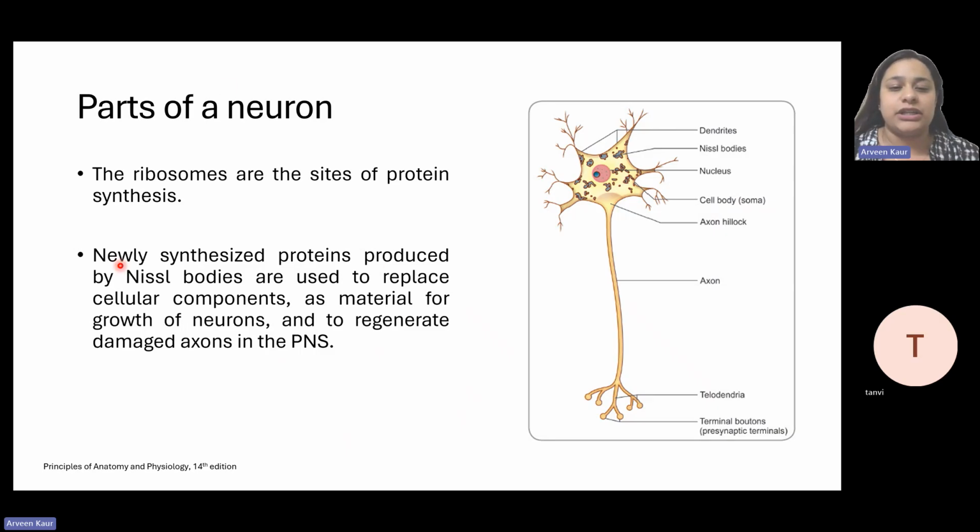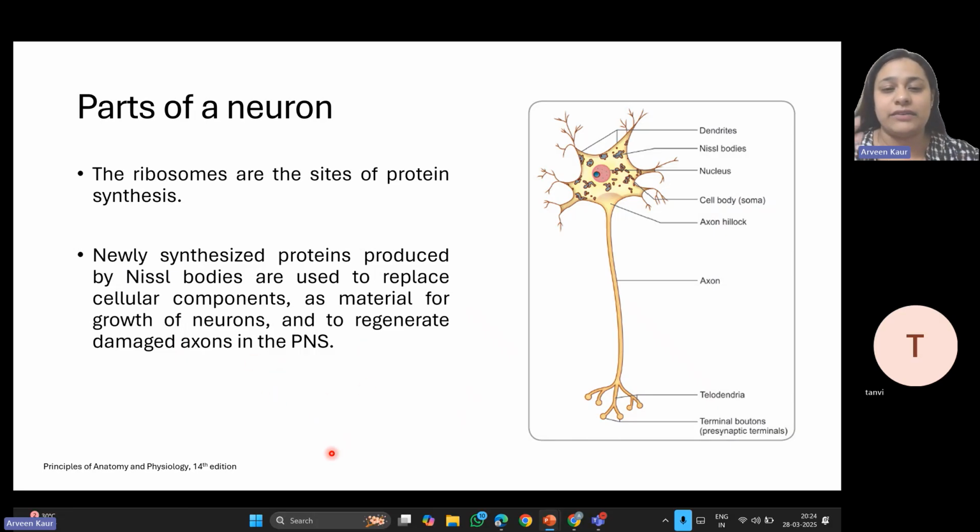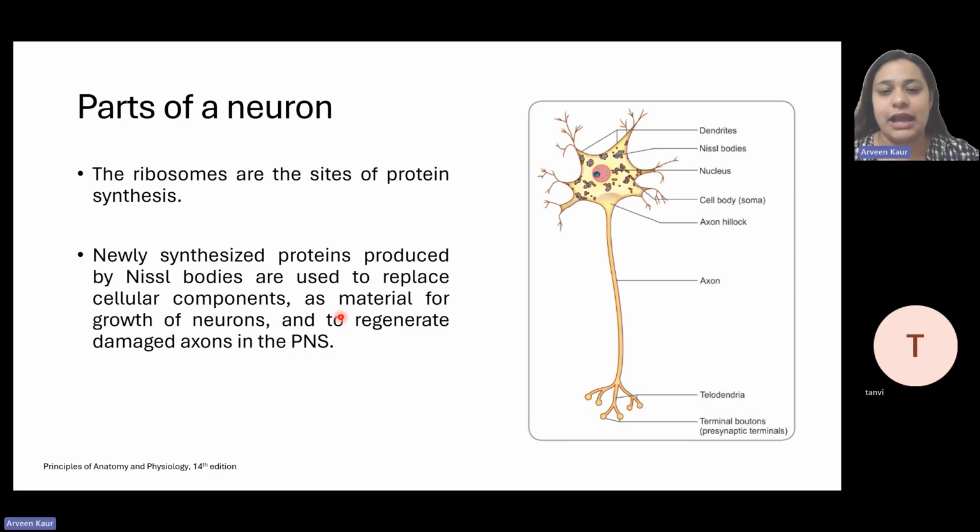Also, newly synthesized proteins produced by Nissl bodies are used to replace cellular components as material for growth of neurons and to regenerate damaged axons in the peripheral nervous system, right? So two things it does. One, whatever material it is producing, because it has rough area, it has a lot of protein synthesis machinery, because lots of ribosomes are there in these Nissl bodies also. So whatever is being produced is used to replace cellular components, and also used as materials for the growth of these neurons.